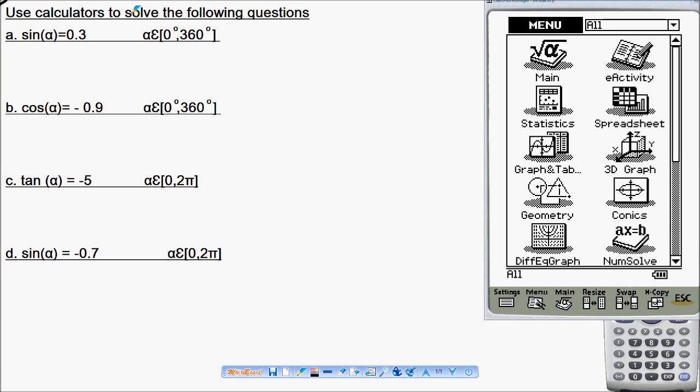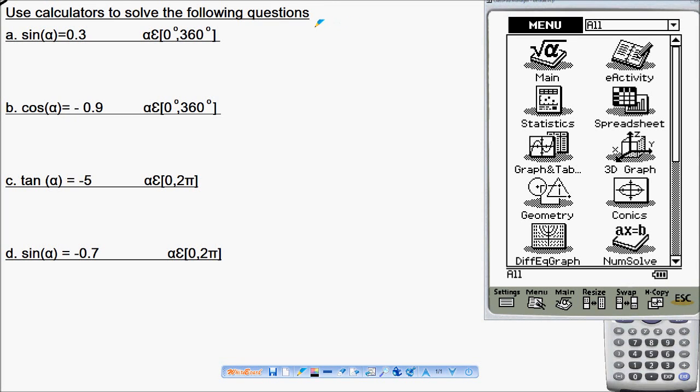I'm going to show you how to use a calculator to solve those questions. As you know, we can only solve questions by hand with special triangles. If the value in the question is not a value we can find from special triangles, then we have to solve it, and the only way is by using calculators.